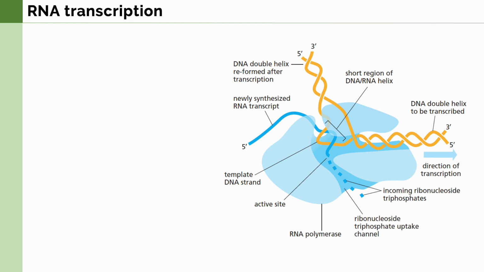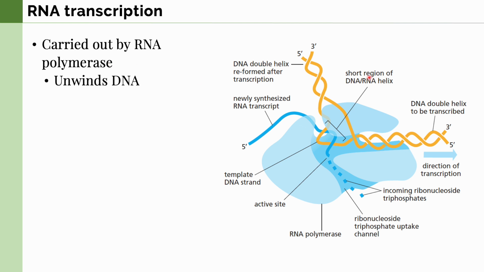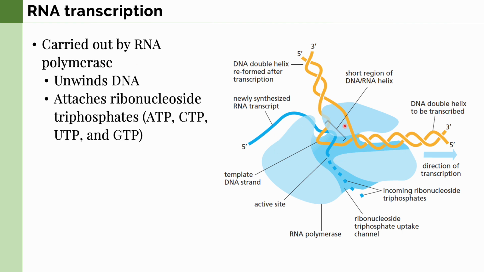Next, let's talk about the main protein involved in RNA transcription. This process is mainly carried out by RNA polymerase. And unlike DNA polymerase, this protein is an all-in-one protein, in which first it can unwind the DNA, as we can see in this figure, and attach the building blocks of the new RNA transcript.